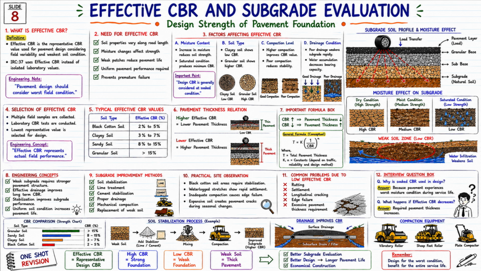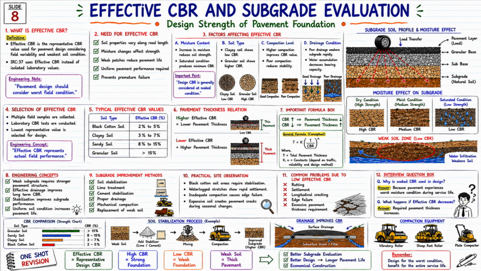B. Soil type. Clayey soil generally shows low CBR. Granular soil gives higher CBR. C. Compaction level. Higher compaction improves CBR value and increases pavement stability. D. Drainage condition. Poor drainage rapidly weakens the subgrade and reduces the bearing capacity. Now look at the right side diagram. Wheel load is being transferred downwards, and a weak soil zone is shown below.